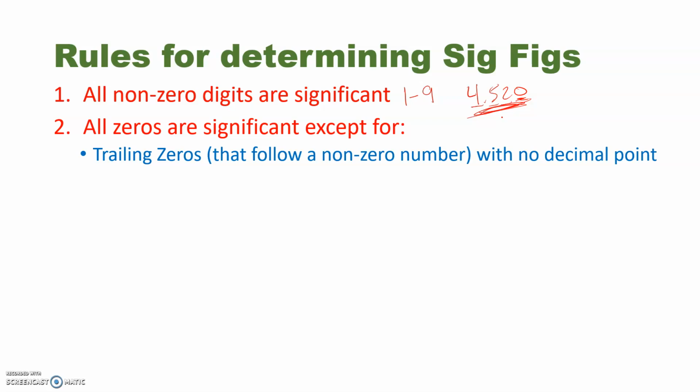The second rule, all zeros are significant except for trailing zeros with no decimal point. So this 0 is a trailing 0, but there is a decimal point. So if it's trailing with no decimal point, it's not significant. So that means that this one must be. So I would have 4 sig figs here.